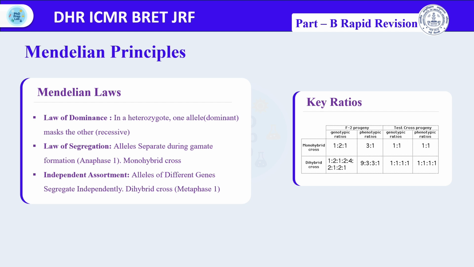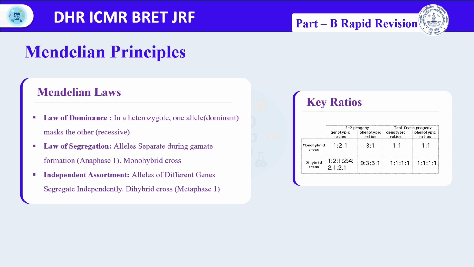And now you have independent assortment. This was performed and explained using the dihybrid cross, and this states that alleles of different genes segregate independently, and this happens during metaphase 1. Alleles of different genes means, suppose you have a gene for eye color and a gene for height. So these are two different genes. Now these genes will also have two alleles. You could have a recessive allele for blue eye and a dominant allele for brown eye. Similarly, you have height alleles, capital T and small t, tall and dwarf height. So these two are different genes.